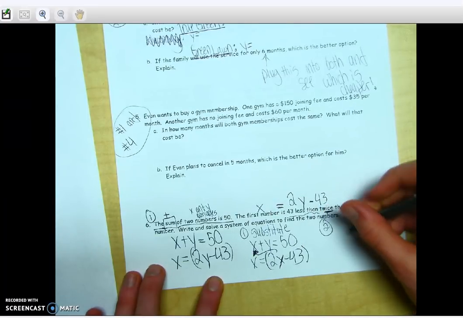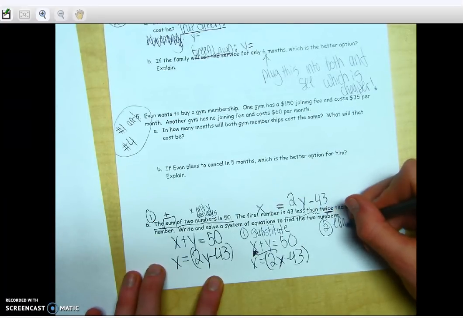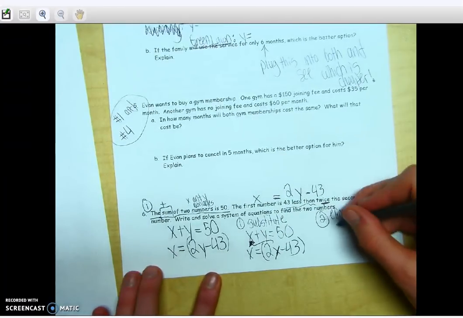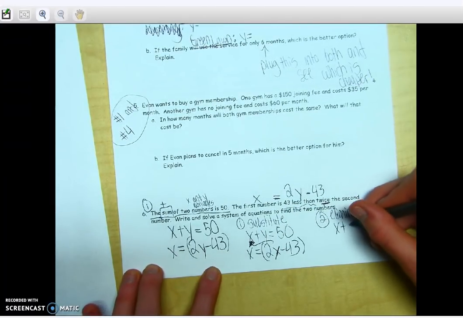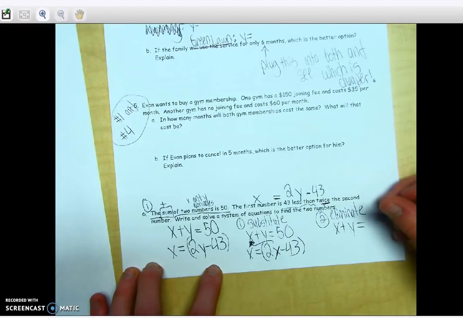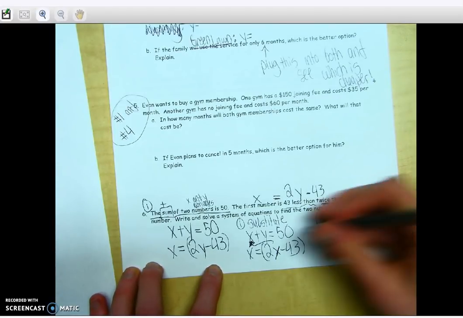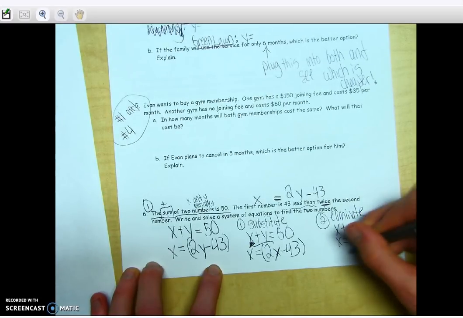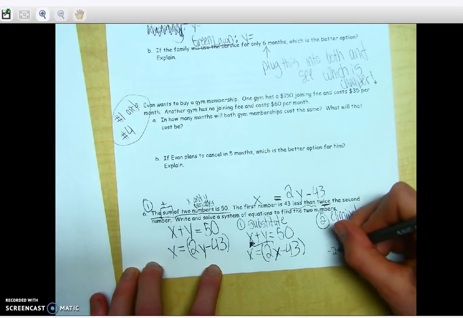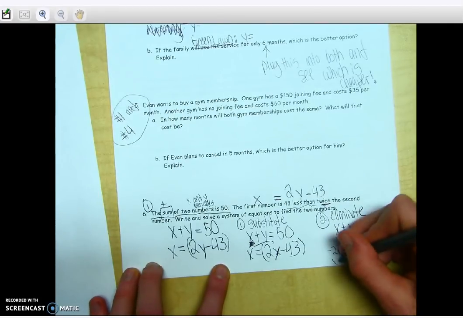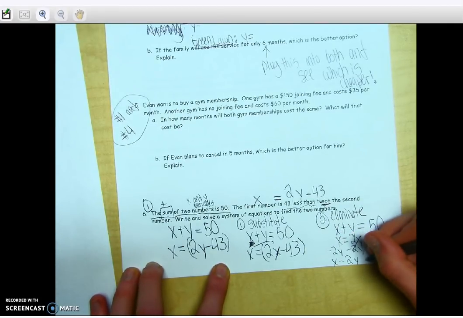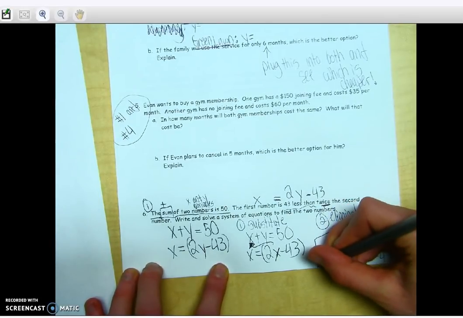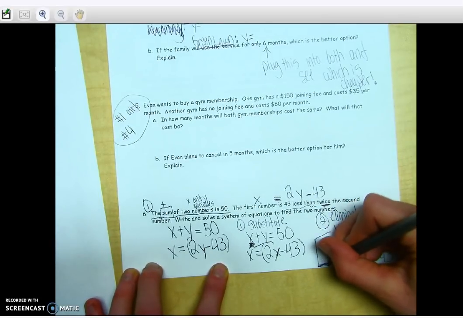The second option that we could do is eliminate. But first we would need to line everything up correctly, right? So instead of having x is equal to 2y minus 43, we're going to have to subtract the 2y from both sides to get this in standard form. And then we will have our two different equations that we could eliminate with.